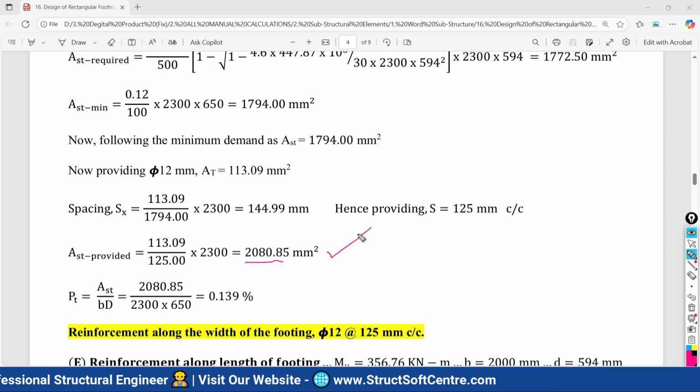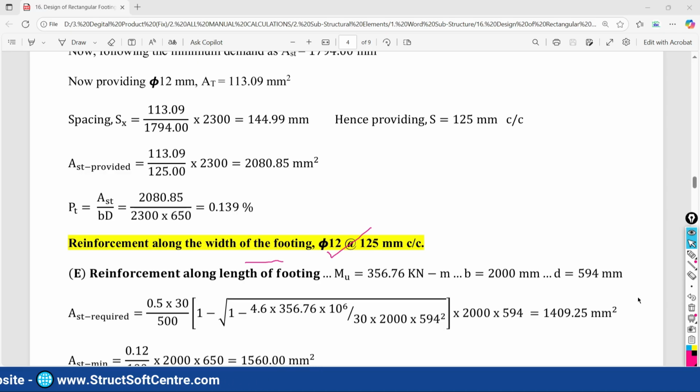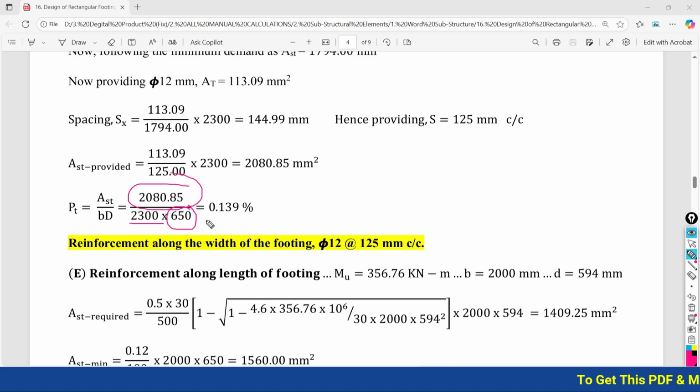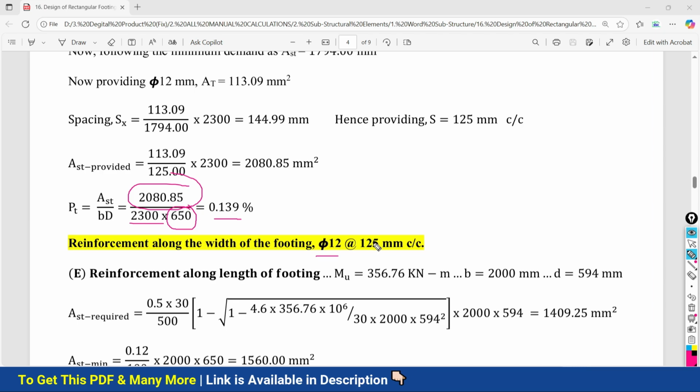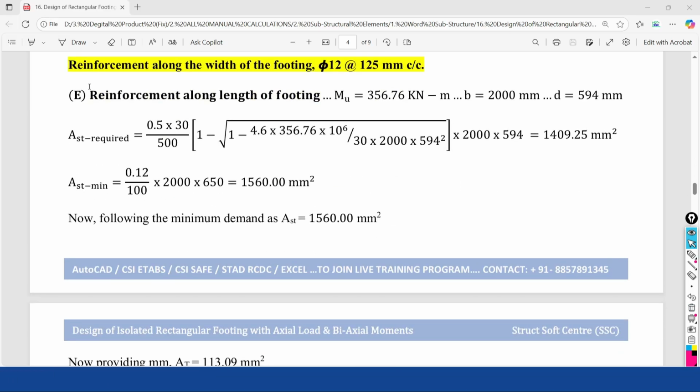2080.85 mm square. Now we have to calculate the reinforcement in percentage by considering the overall section. So total area provided divided by total length over which the reinforcement is going to be distributed, and overall depth. So we are getting the percentage of reinforcement as provided as 0.139%. So reinforcement along the width of the footing is 12 mm diameter of bar at a spacing of 125 mm center to center. In the same way we are going to do the calculation along the length of the footing. Reinforcement along the length of the footing.